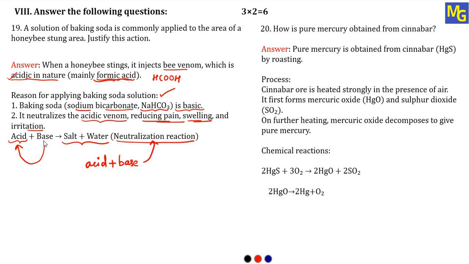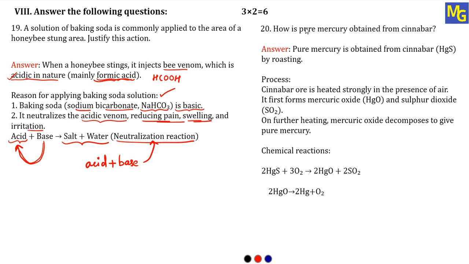If you apply base on that, this sodium bicarbonate will reduce the property of this acid. Means what? It will reduce pain, swelling and irritation, and that is the reason why this baking soda is applied on the honeybee stung area. Now we'll see the next question, that is question number 20.